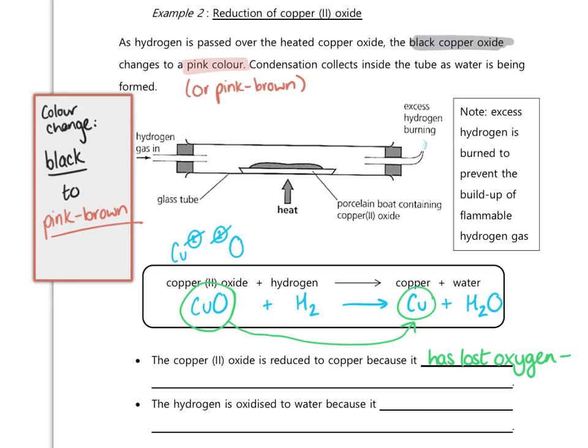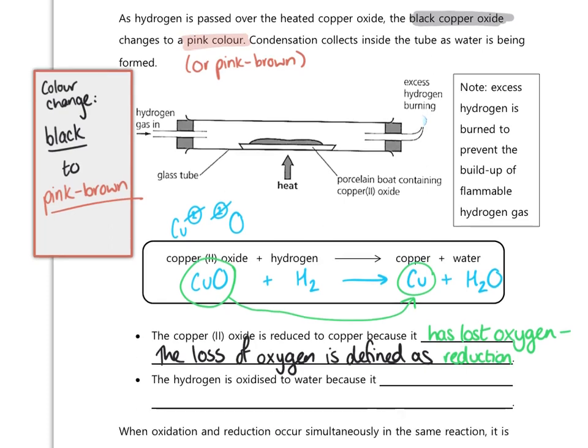And we know that the loss of oxygen is defined as reduction. Remember, the gain of oxygen is oxidation, so the loss of oxygen must be reduction. So let's write that as our second sentence. The loss of oxygen is defined as reduction. But something has also happened to the hydrogen.